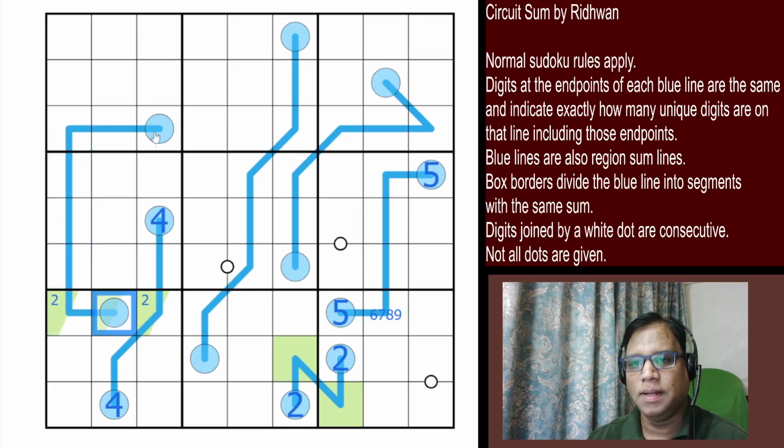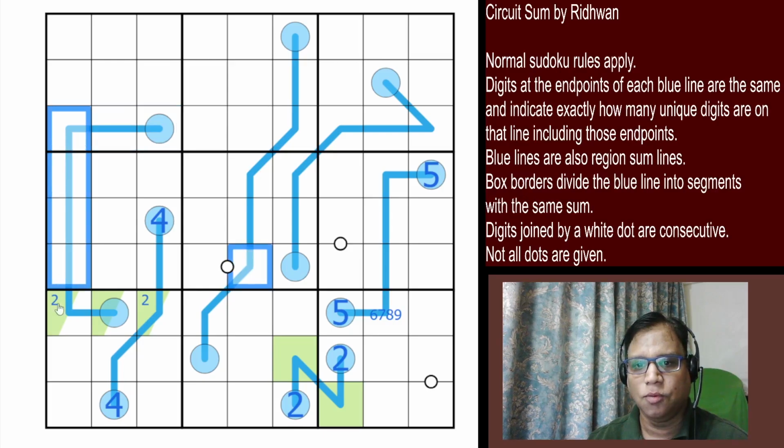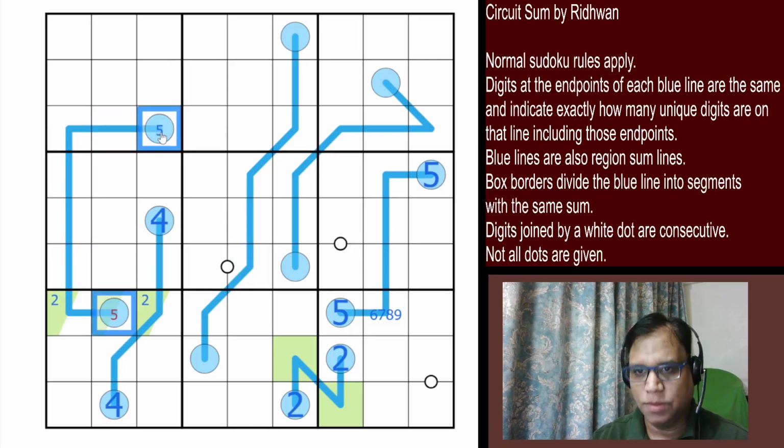Right, so what is the length of this? 1, 2, 3. So minimum this must be 1, 2, 3, 4, 5, right? Minimum this must be 5, and maximum 1, 2, 3, 4, 5, 6, 7, 8. Maximum this must be 7, right? And this cannot be 5.